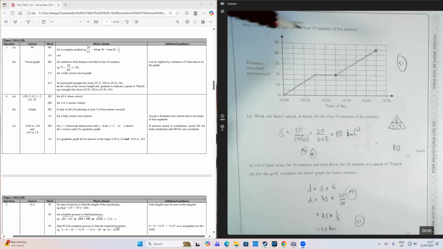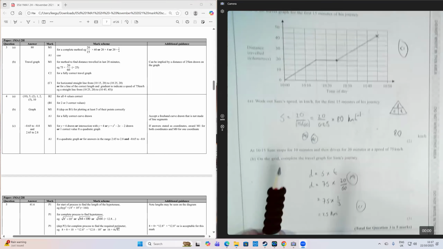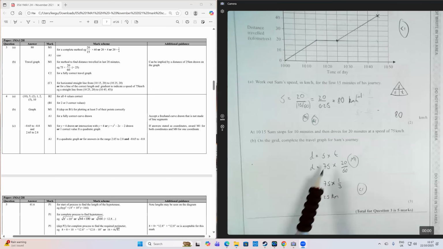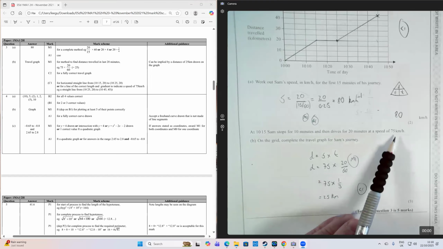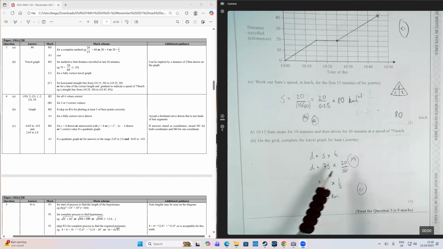So let's have a look and see how far he's going to travel. So he's going to go 20 minutes at 75 kilometers per hour. Now, distance is equal to speed times time. So the distance that Sam will travel is the speed times the time. And notice, again, because this is in kilometers per hour, we've got to make sure we're converting from minutes into hours. So 20 divided by 60 is going to be in hours. 75 times that is 75 times a third, which is 25 kilometers.